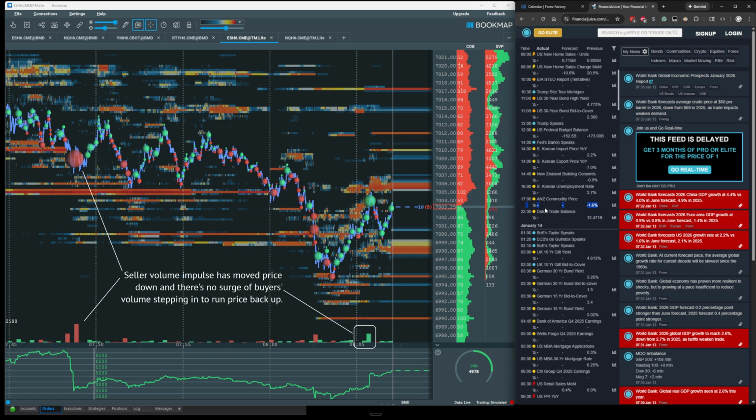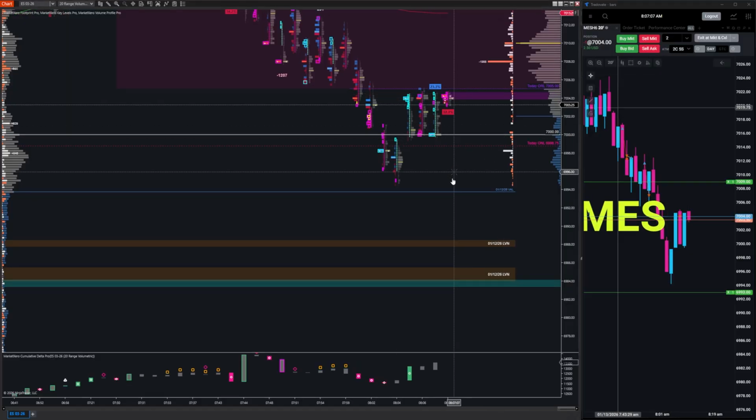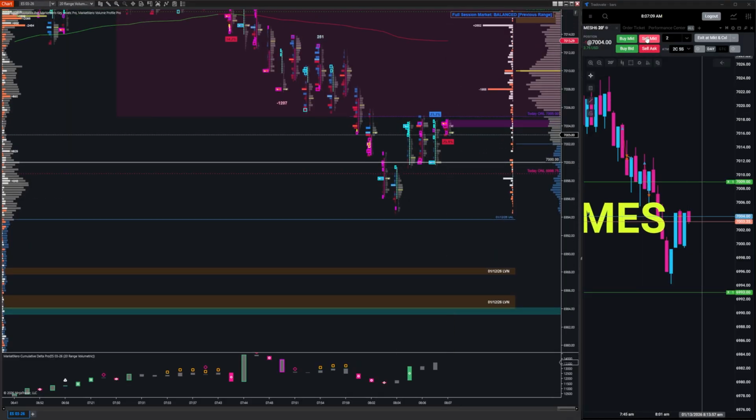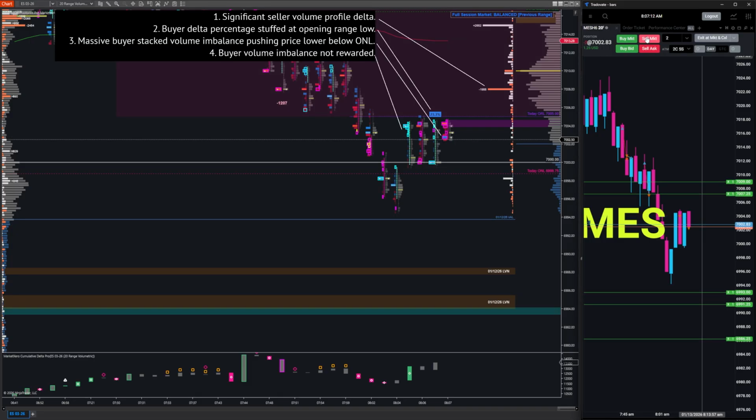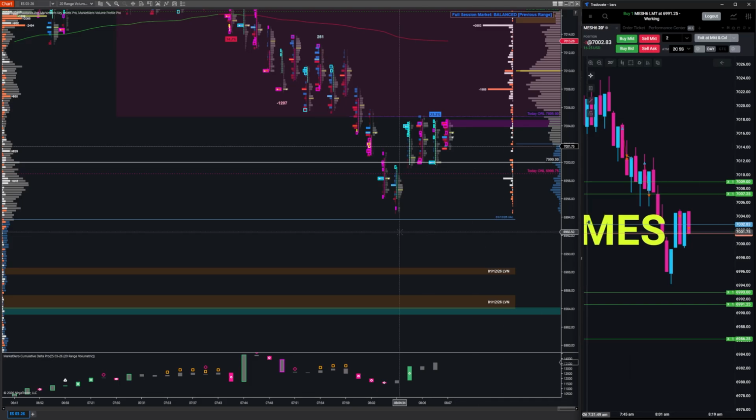And see here the volume from the sellers is greater than the buyers. And so they're probably still in control. We see a buyer delta percentage of 23% that didn't move price up. And now we have a lot of selling signals here, 4 of them. You can pause the screen and read those. And so I've added full position here. With that stacked volume imbalance for sellers, that's a pretty good sign that we're going lower.